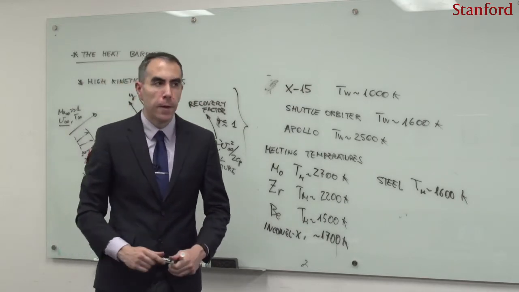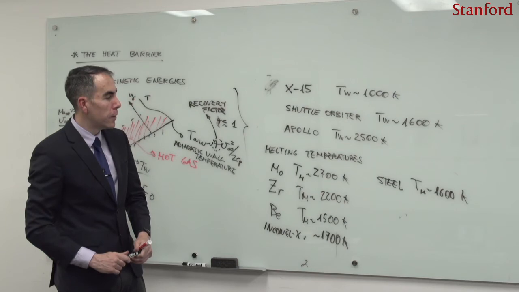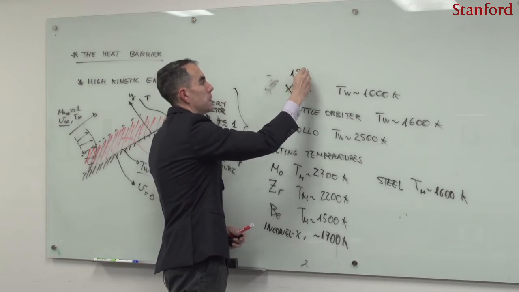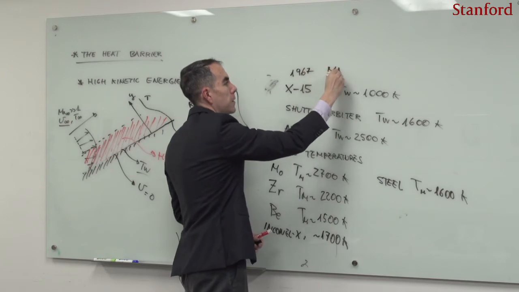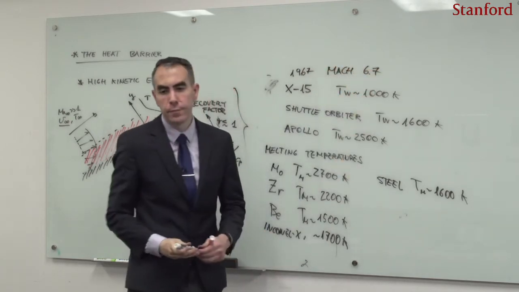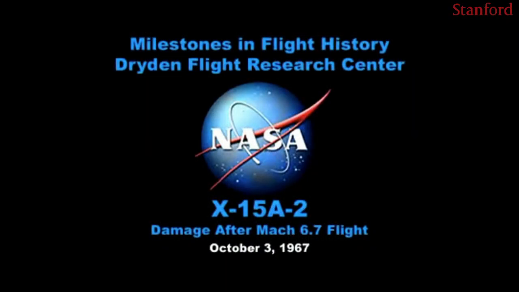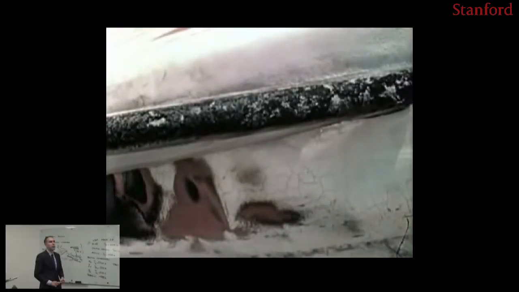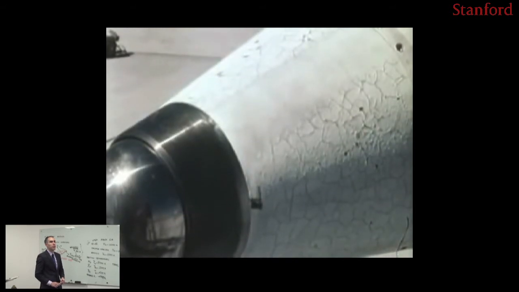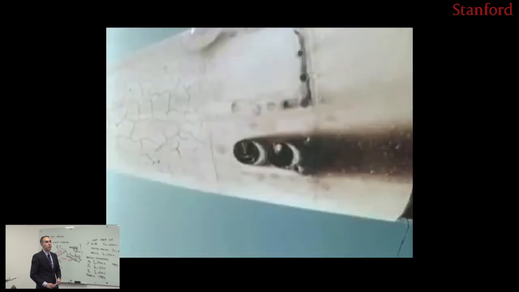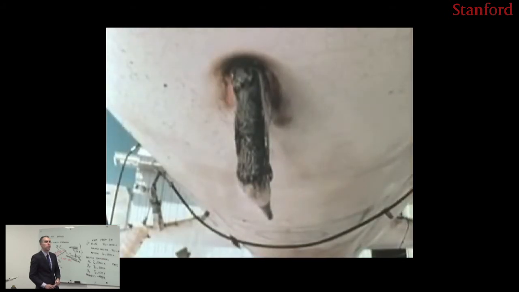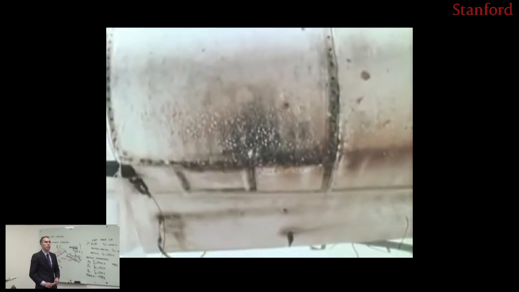Just to give you an example, let's look at the surface of the X-15 after a flight in 1967 that reached Mach 6.7. Let's see this video. In this video, you can see the state of the fuselage after the hypersonic flight of the X-15. That white paint that you see there was an ablator that covered the X-15 prior to flight, and afterwards it became charred, like what you see on the screen, with significant damage.